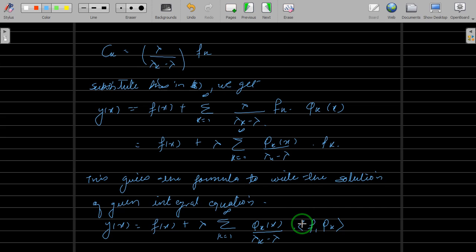So in the next video we will see an example of how to use the Hilbert-Schmidt theorem and when to use the Hilbert-Schmidt theorem to solve the integral equation.